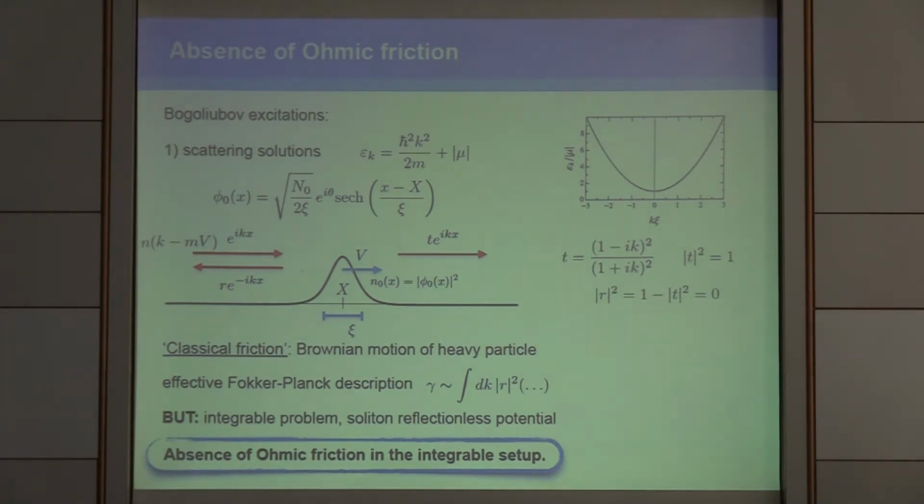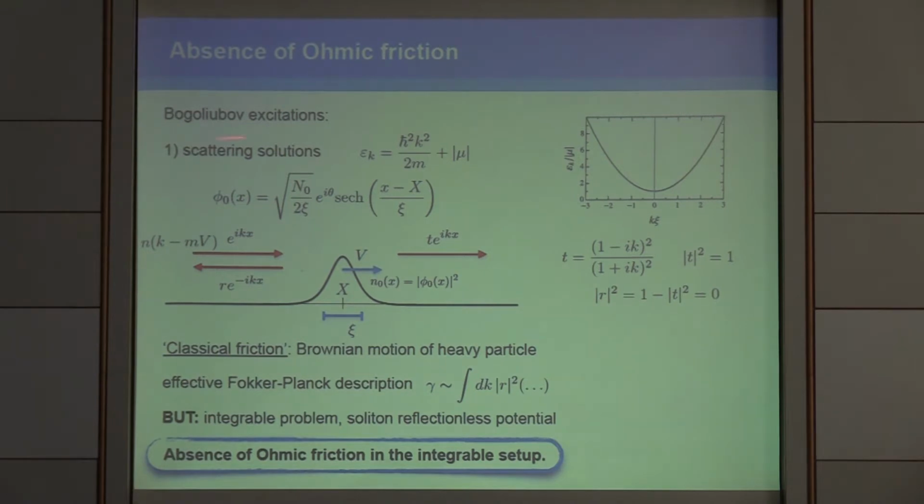So if we formalize this, then we can look up Landau-Lifshitz and discuss the Brownian motion of a soliton in this environment. It turns out we can write down a Fokker-Planck equation for the probability distribution of the velocity of the soliton. And it turns out that this involves some form with the reflection coefficient, naturally. The caveat in this, why this does not work and why this type of friction should be absent in the system, is that this soliton has a very specific structure. So it forms what is known as a reflectionless potential for Bogoliubov excitations.